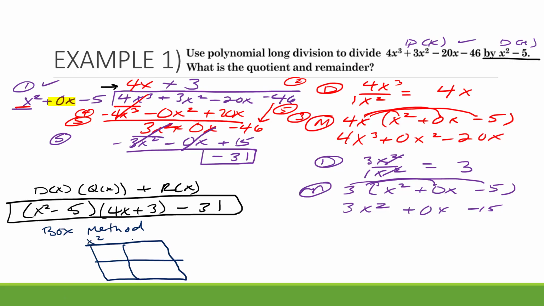I have x squared and negative 5. I have 4x and a positive 3. Remember, for the box method, you're just filling in. So 4x times x squared gives me 4x to the third. 4x times negative 5 gives me negative 20x. 3 times x squared gives me 3x squared. And 3 times negative 5 gives me negative 15.